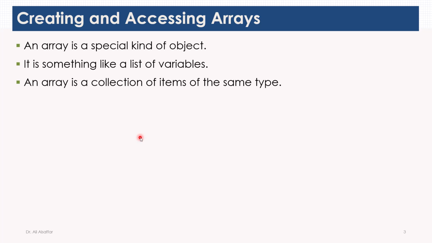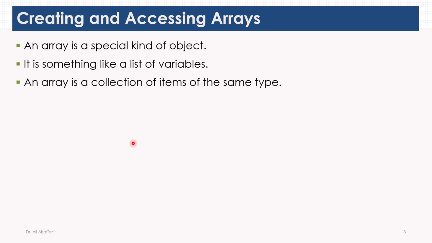So therefore, if you want to create an array of any variables, make sure that these variables have the same data type. An array officially is defined as a collection of items of the same data type. So we could have an array of integers, an array of long integers, an array of doubles, an array of floats, an array of strings, and even an array of objects, which we will cover later.